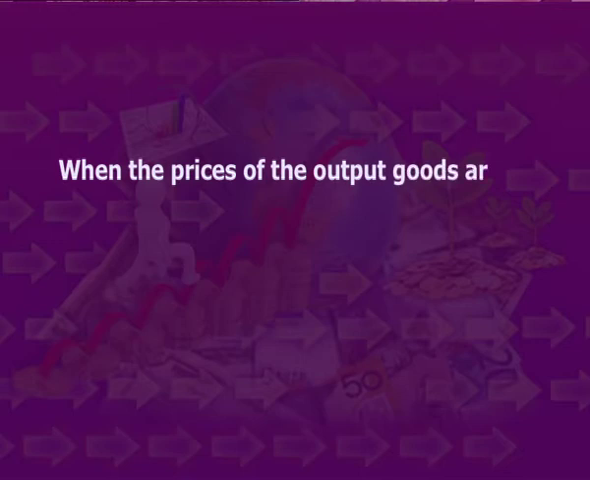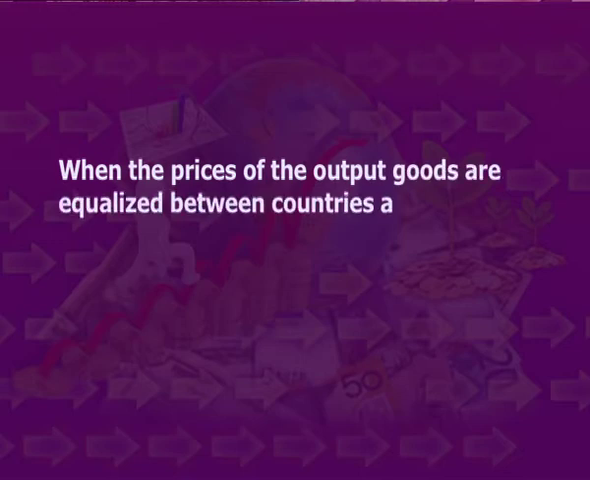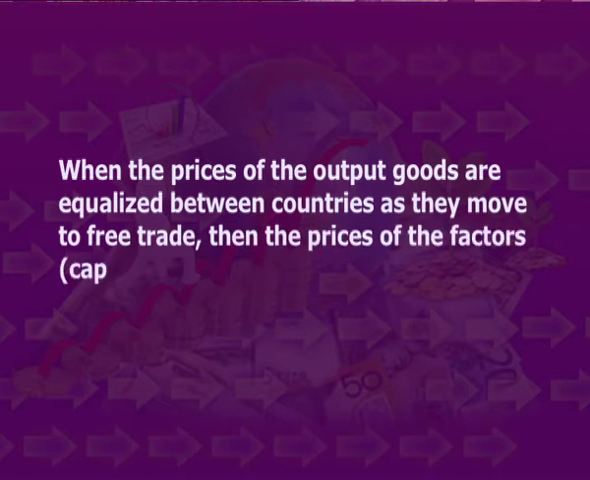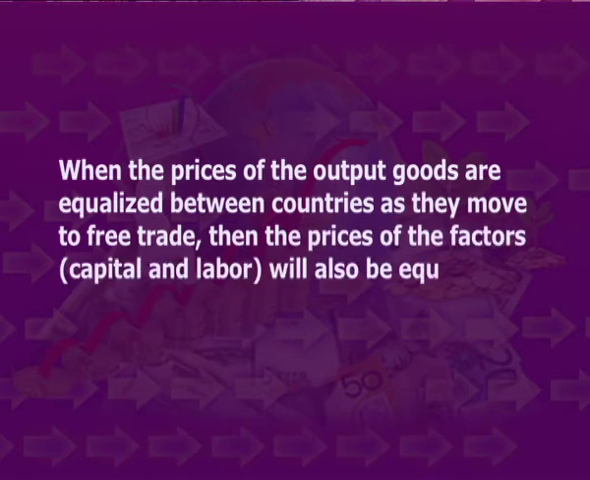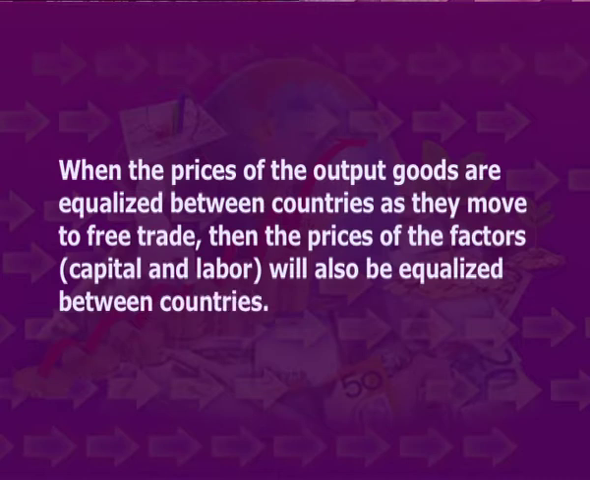The relative commodity prices would become equal when the relative factor prices are equalized. It means that when the prices of the output goods are equalized between countries as they move to free trade, then the price of the factors, that is capital and labor, will also be equalized between countries.